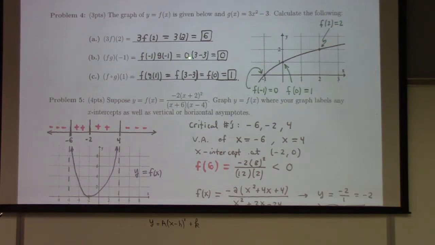So any way you slice it, I get 0, I get 0, I get 0 times 0 is 0. There's lots of ways to get part B right. So the answer is 0 there.